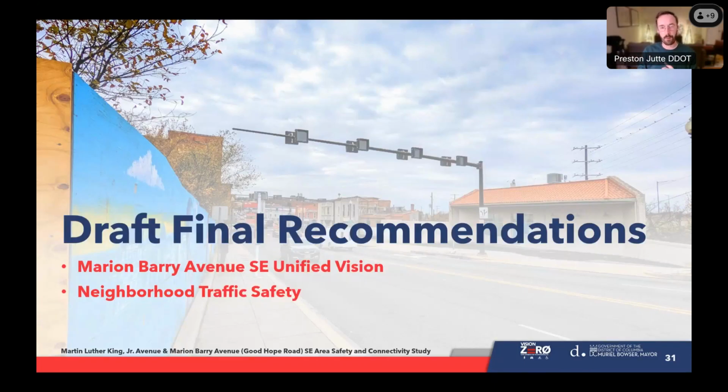implementation of it. The whole refocus of this project was, studying is great, planning is great, let's get some action going and make these changes. And so that's what we're excited to finish up here and get towards next year. So next one, Marion Barry Avenue.